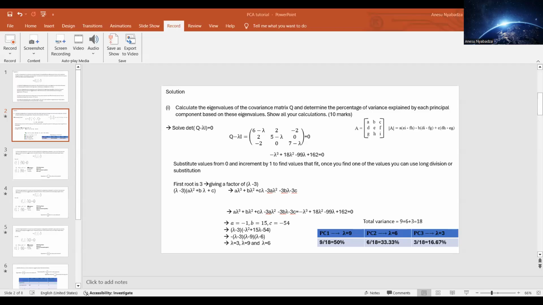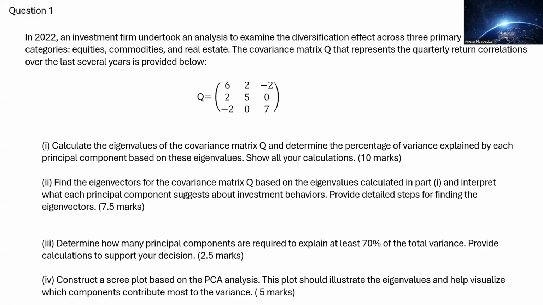Today we're going to be looking at eigenvalues and eigenvectors. So we're going to be using this question as an example. The first part of the question is: in 2022, an investment firm undertook an analysis to examine the diversification effect across three primary investment categories: equities, commodities, and real estate. The covariance matrix Q that represents the quarterly return correlations over the last several years is provided below. So you have a 3x3 matrix there representing the covariance matrix of the quarterly returns for the last few years.